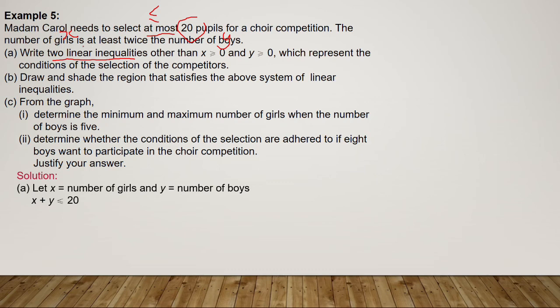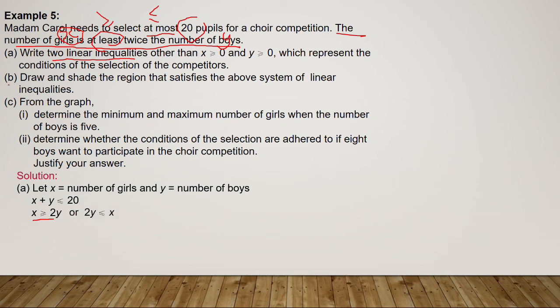And then from the second line, the number of girls is at least twice the number of boys. It means x. At least here means it must be greater than or equal to. So x is greater than or equal to twice, which means 2y. Okay, so this is the answer. But we need to change this back. It becomes 2y less than or equal to x so that you can draw on the graph later on.